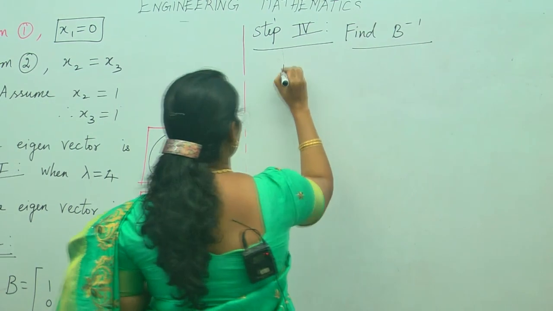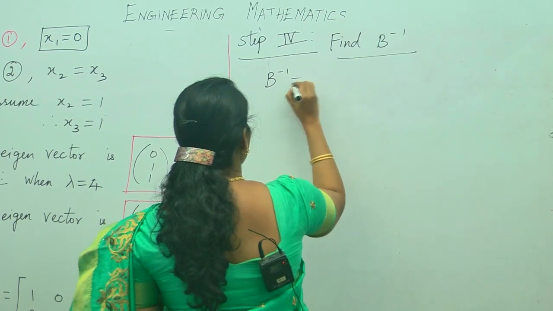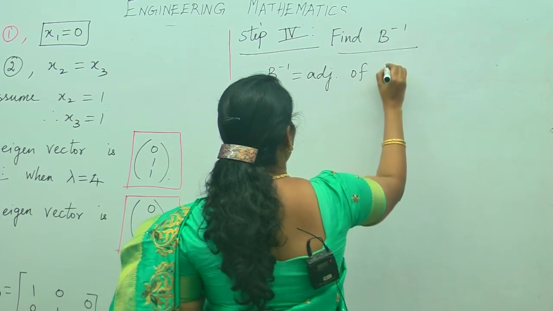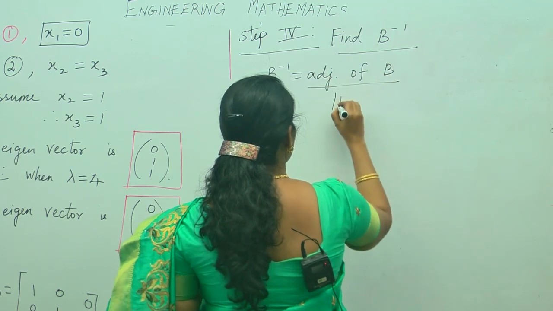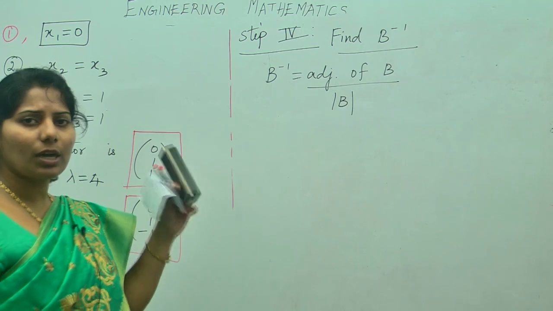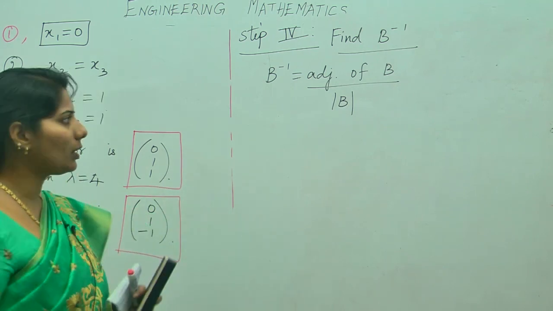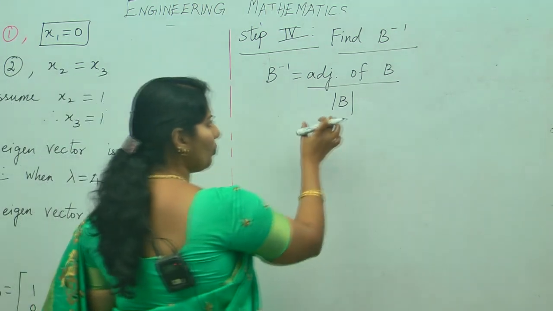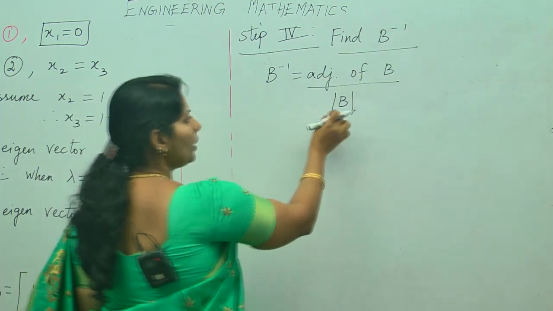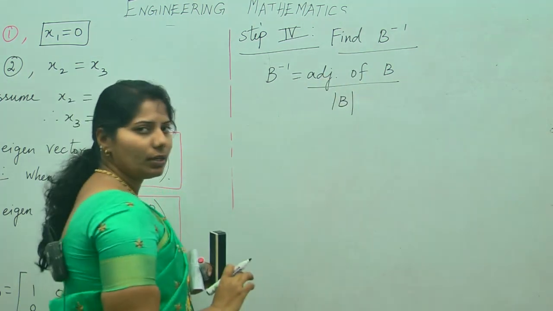How will you find B inverse? What is the formula? Adjoint of B by determinant of B. What is adjoint of B? Transpose of the cofactor matrix. First we need to find the cofactor matrix and then we will take the transpose of that. Finally, we will find out the determinant.